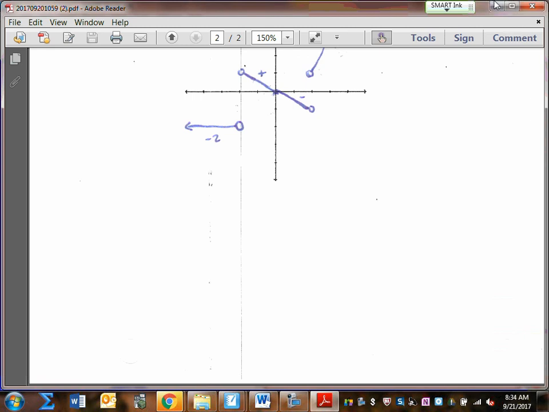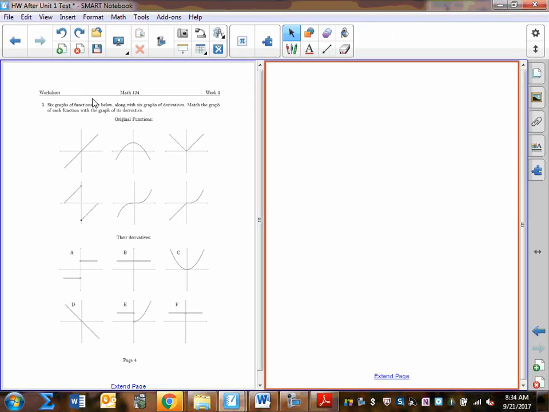It's not going to let me scroll. What's that? Yeah, but this is my second page. I was trying to scroll over.